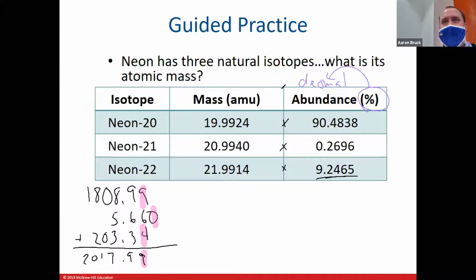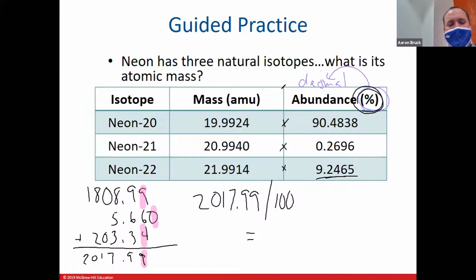The calculation doesn't make sense. And the reason it doesn't make sense is we haven't done anything with this percent yet. Percent means parts of 100. All of these values have been multiplied by 100. We need to get rid of that 100 value. So we need to take our calculated mass and divide it by that 100. And that would give me 20.1799 AMUs.